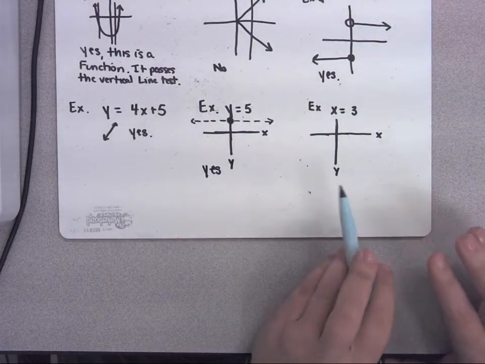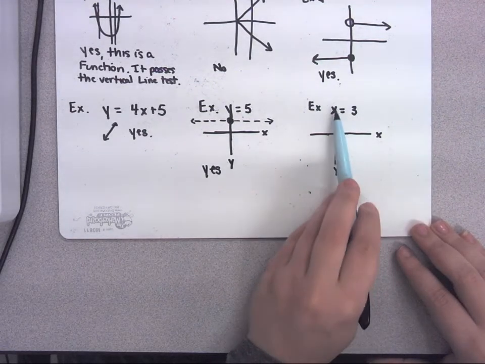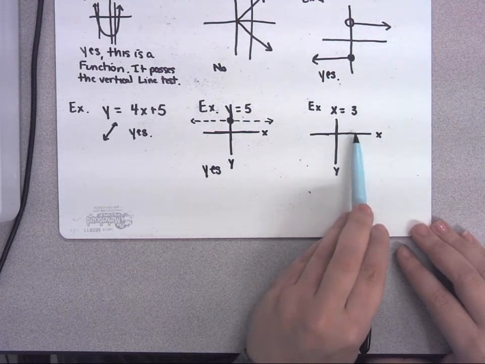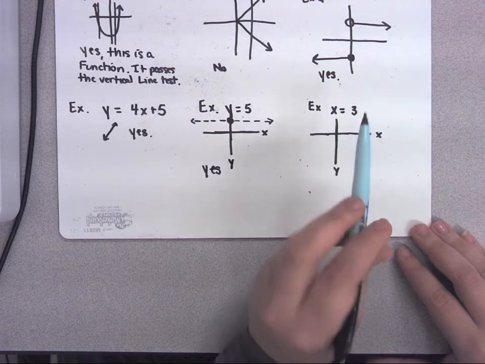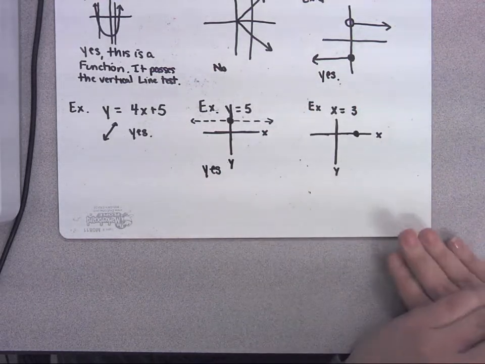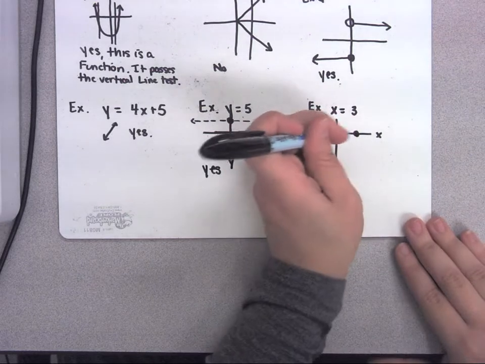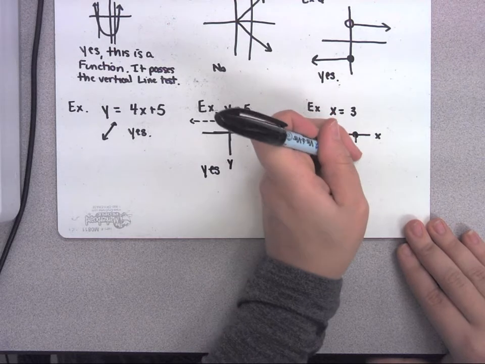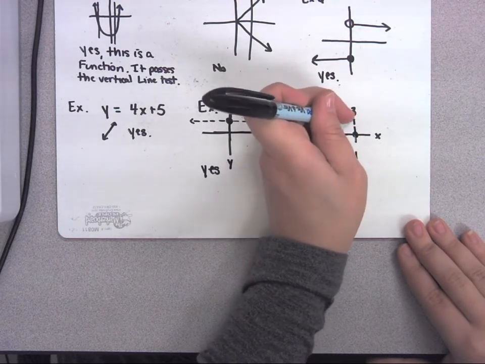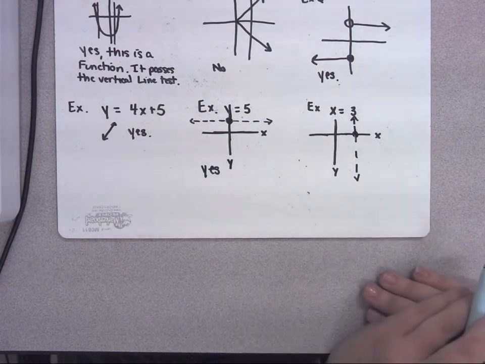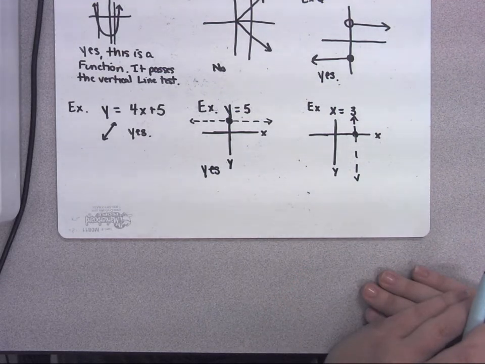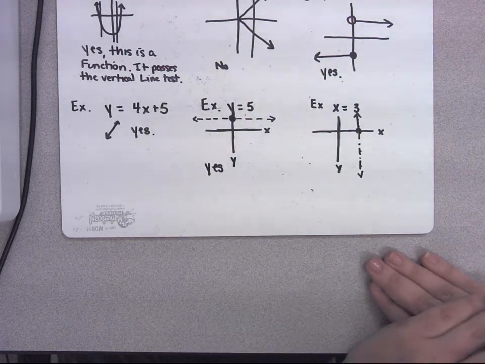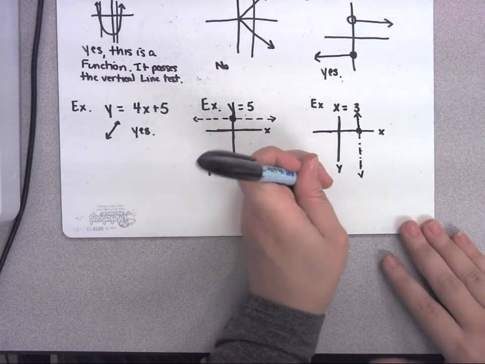But the x's, x equals 3. Our x-axis is here. Where is positive 3? To the right or to the left? To the right. Okay, just guess 3. Again, our picture is opposite of our axis, so our axis goes left or right. So what's our line do? Up and down. Can a vertical line pass the vertical line test? Think about it. There's a bunch of points on this line, like thousands of points. So can a line pass a lines test? No.